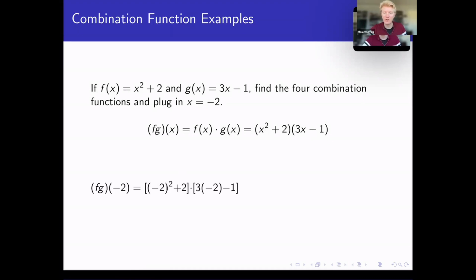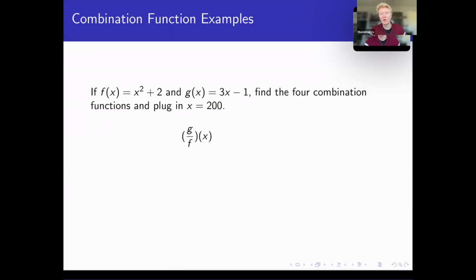Negative 2 squared is 4. 3 times negative 2 is negative 6. 4 plus 2 is 6. Negative 6 minus 1 is negative 7. Negative 42. Okay, I don't think this is crazy to many of you watching. If you have gotten to the point of combination functions, you're probably very comfortable adding, subtracting, multiplying, dividing, as well as plugging numbers in. One more, let's do g over f, because why not?